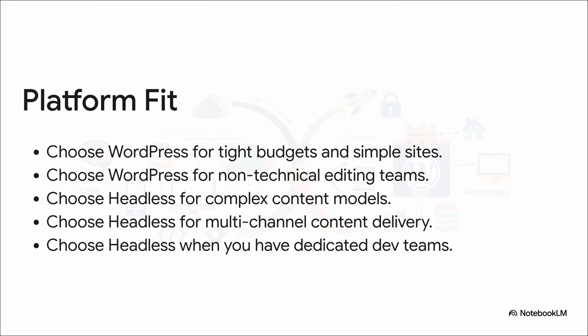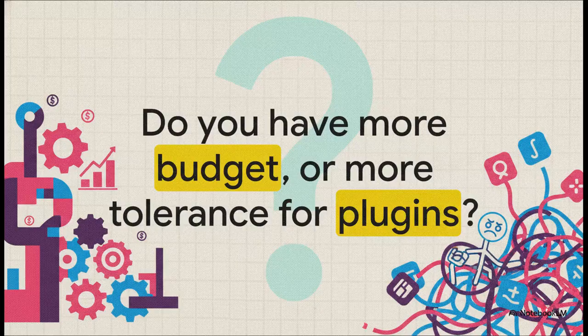However, you should absolutely transition to a headless architecture if you have dedicated engineering resources, highly complex content models, and a genuine need to push that content to multiple channels at scale. When you're making your choice, ask yourself this one final thing. Which resource do you actually have more of? Do you have the budget for custom engineering, or do you have a high tolerance for managing plugins? I really challenge you to audit your team's actual capabilities, rather than just staring at a feature list. That honest answer will point you to the right platform every single time.